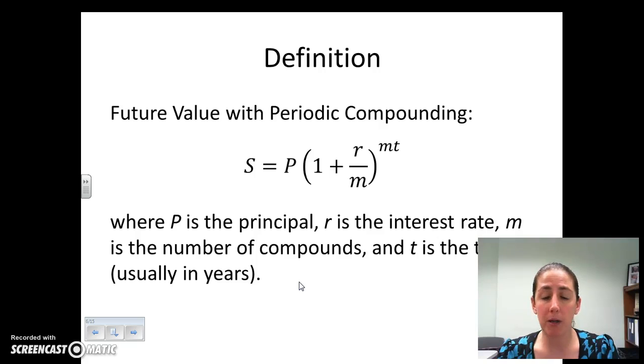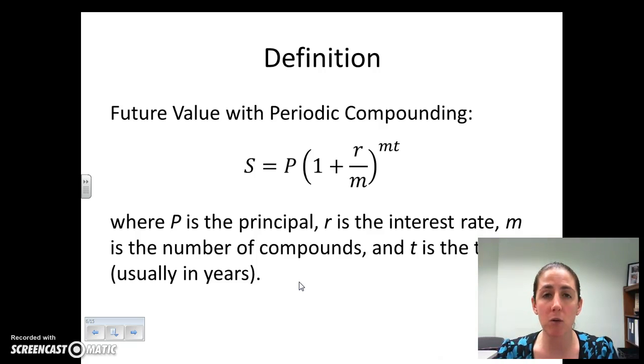So the future value with periodic compounding is P times 1 plus R over M, all raised to the MT. P is still the principal amount, S is still the future value, R is still the interest rate, turned into a decimal. Now M is the number of compounds you get per year.